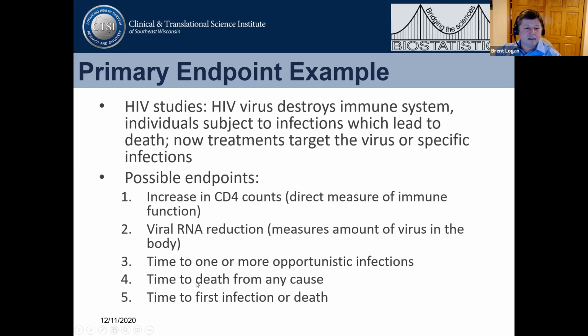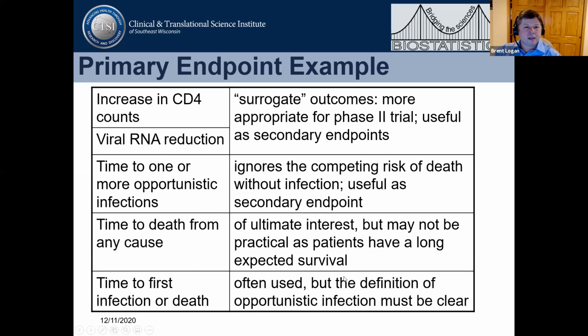You might look at death from any cause, although that's certainly harder and harder these days, or time to first infection or death. So in terms of the pros and cons, the first two are more biologic endpoints, increase in CD4 counts or viral RNA reduction. These are more of a surrogate outcome that might be more useful in a phase 2 trial or useful as a secondary endpoint to explain the impact of the treatment.